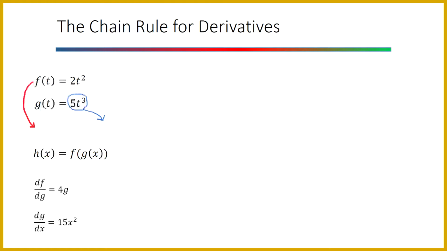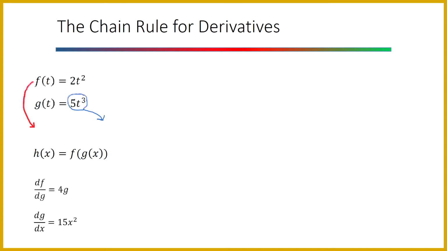We want to know how fast h changes due to a small change in x. That's the definition of the derivative. This means that we want to know how fast f of g of x changes due to a small change in x. We already know how fast f changes due to a small change in g, and we know how fast g changes as a result of a small change in x.